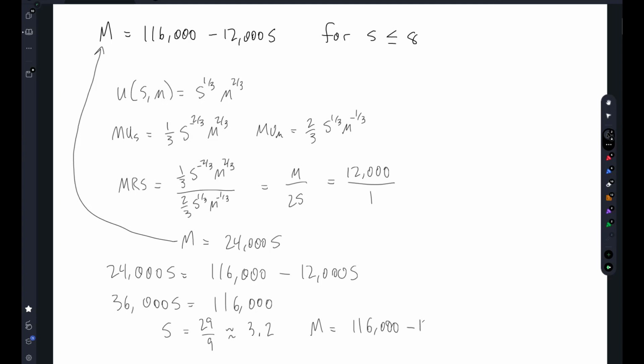116,000 minus 12,000 times 29/9, which is going to be approximately $77,333.33. Notice that I used 29/9 in my calculation here, not 3.2, because we always want to use the fraction in any further calculations. It's okay to round when you write out your answer, just to get a sense for the scale of the number, but always use the exact number when doing further calculations.